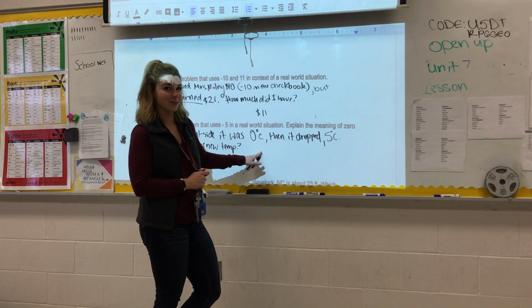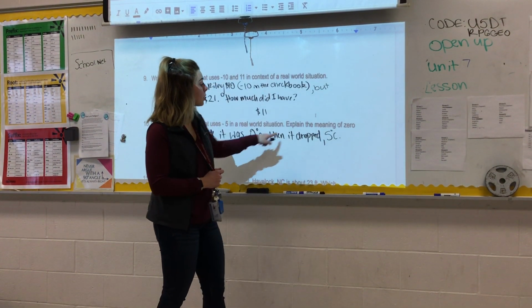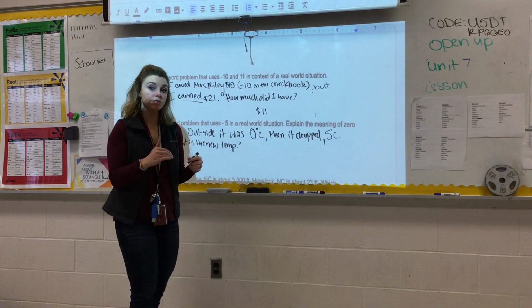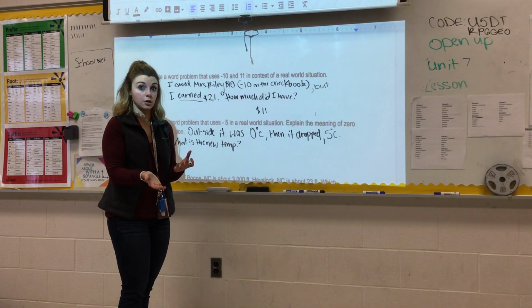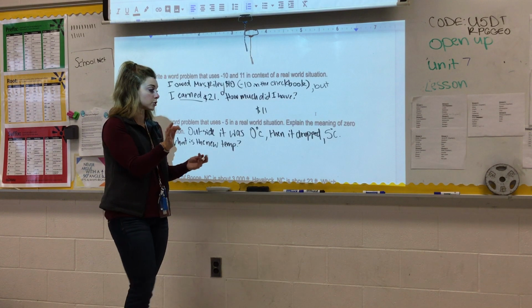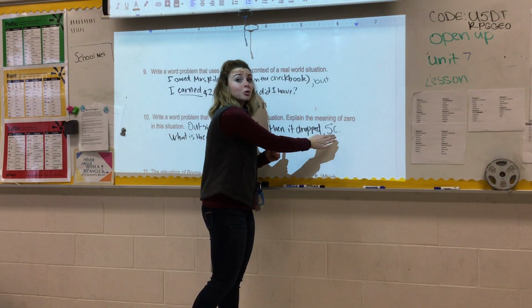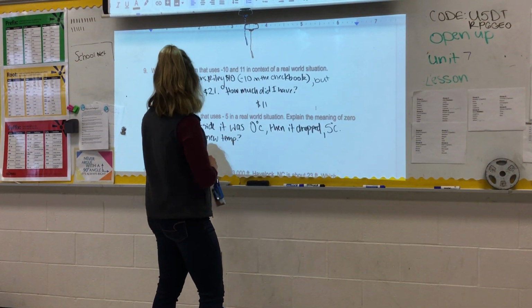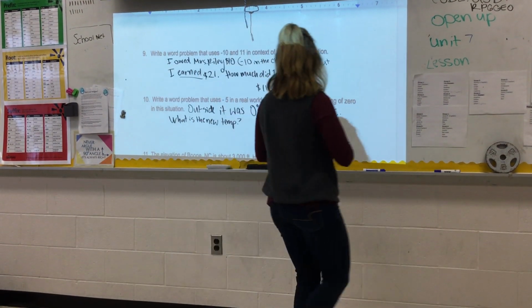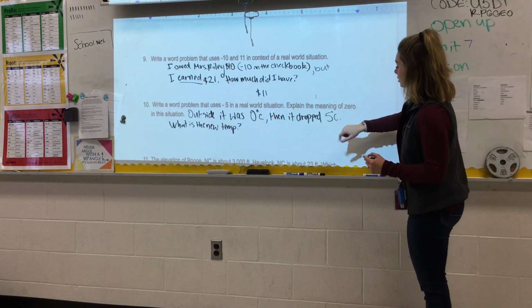Yes, that's our answer. Because we're at 0 degrees. So in this problem, the meaning of 0, because it's 0 degrees Celsius, would just mean that it's freezing outside, like the actual freezing temperature. But if it drops 5, because that's absolute value. Oh, okay, it drops. I see what you're saying. I'm reading it dropped to 5 degrees Celsius, and that's not what it says. Yes, it dropped 5 degrees Celsius.